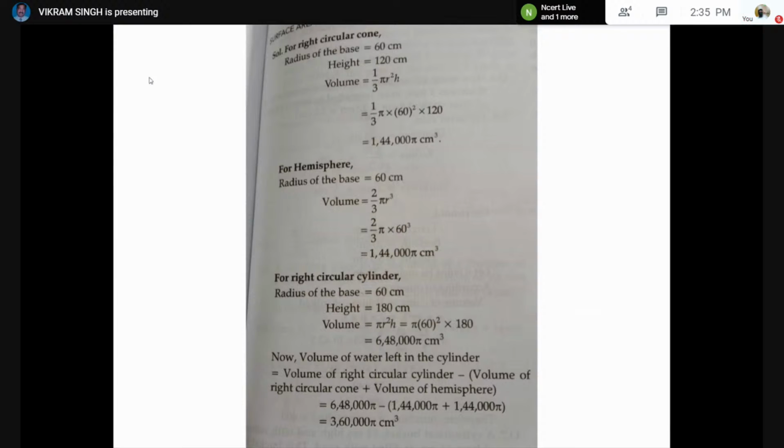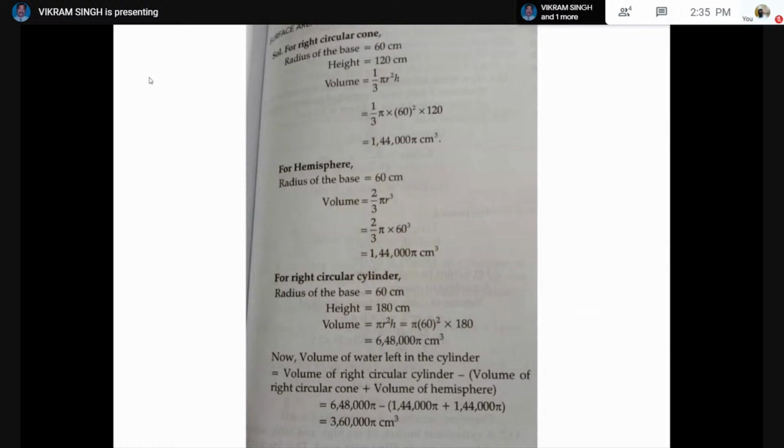So the volume of the water left in the cylinder, automatically, first we will take the addition of the 2 volumes, the volume of the hemisphere and the volume of the cone. Then we will take its subtraction from the volume of the cylinder. So automatically the volume of the water left in the cylinder will be the volume of the cylinder minus the summation of both the volumes of cone as well as hemisphere.